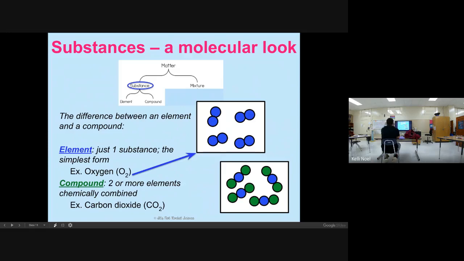Compounds are going to be two or more elements chemically combined, like carbon dioxide. Here we have circles that are touching each other, showing that they're bound together. They're two different colors. So that is showing a compound. They're not the same thing.